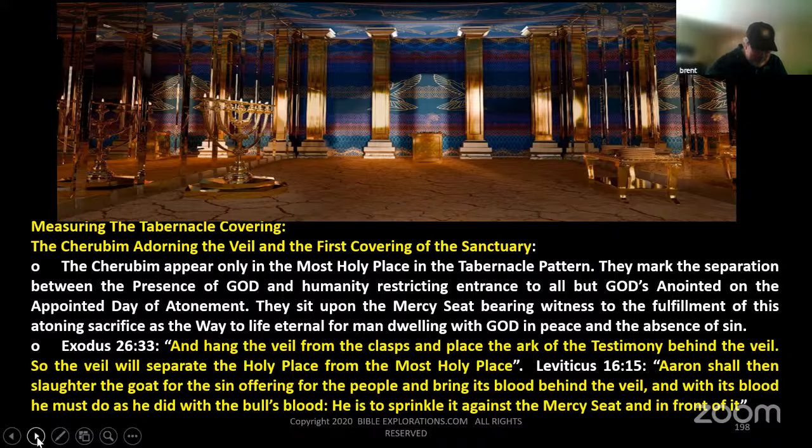Exodus 26:33: And hang the veil from the clasp and place the ark of the testimony behind the veil. So the veil will separate the holy place from the most holy place. Leviticus 16:15 says, Aaron shall then slaughter the goat, and this is the Day of Atonement, for the sin offering of the people, and bring its blood behind the veil. And with its blood he must do as he did with the bull's blood. He's to sprinkle it against the mercy seat and in front of it.